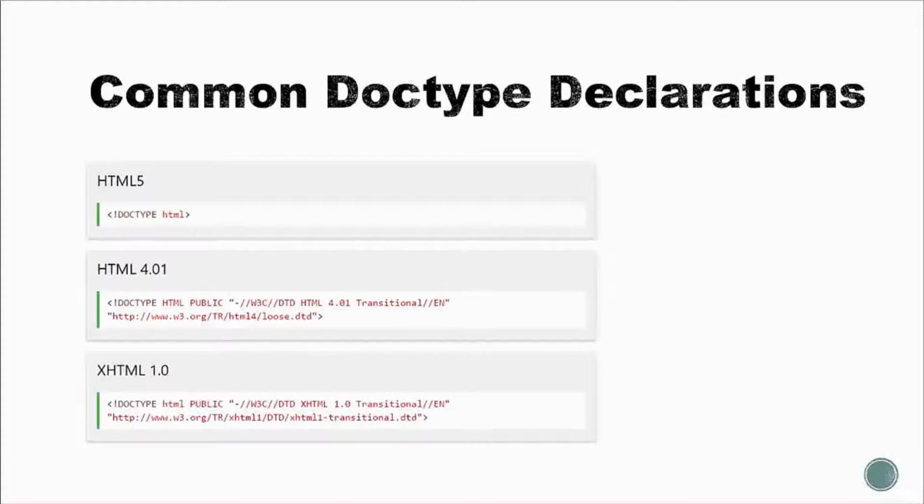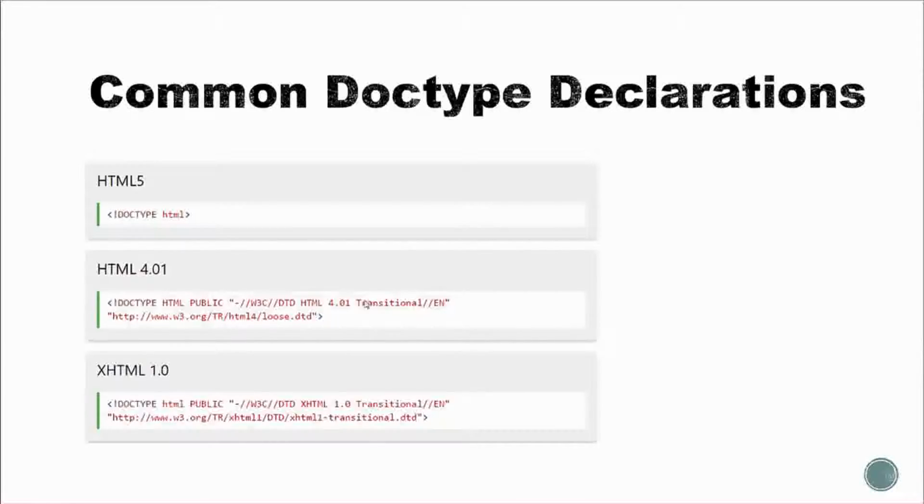So here's some common doctype declarations. Now the first one is what we'll be working with mostly. This is an HTML5 doctype. You can see we just have the word doctype and then HTML. If we wanted to use HTML4, we could use this doctype, which you can see is a little longer. That's because we need to specify the DTD, or document type definition.